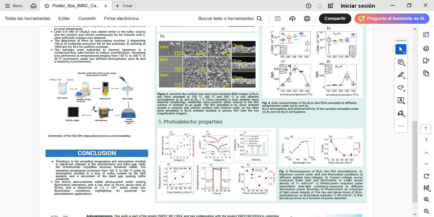The dark conductivity of the samples annealed at 250 degrees Celsius in nitrogen and nitrogen plus sulfur atmospheres were 1e-4 and 5 ohms per centimeter, respectively, indicating an order of magnitude increase in conductivity for the samples annealed in nitrogen plus sulfur.